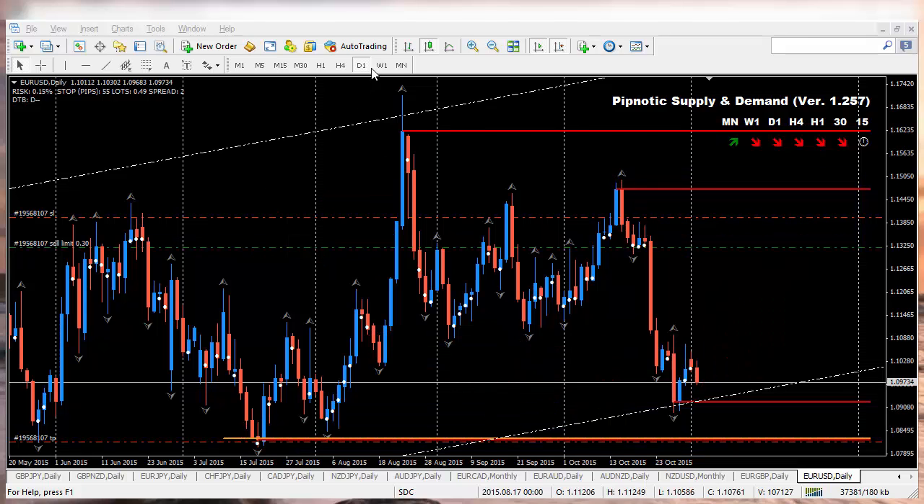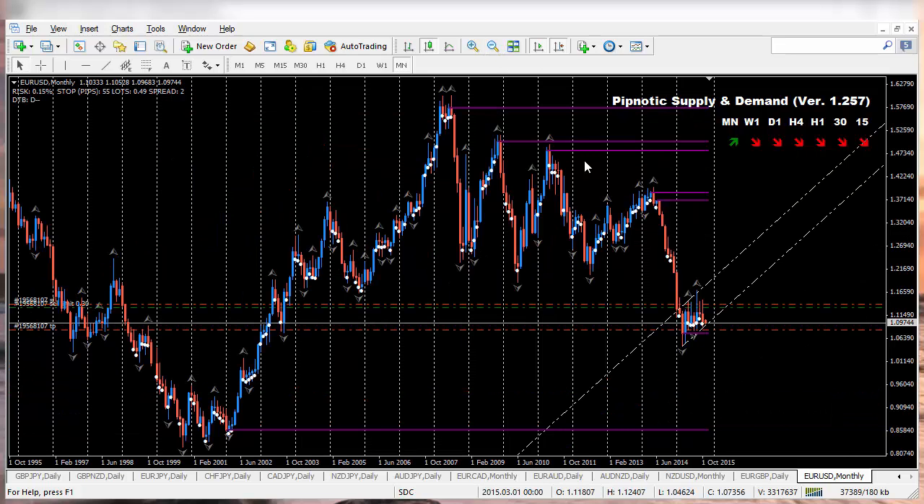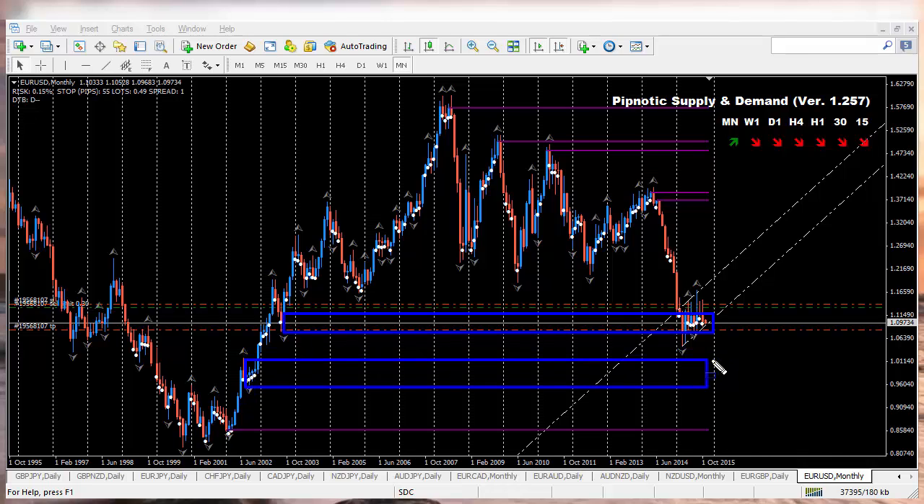So if we have a look at the big picture here, go to the monthly, you can see that price is kind of sitting in, is testing this. It has taken out this area of demand, and we have another area of demand down here, and this is an area of demand because it took out this area of supply. As you can see how price poked through it and went up again. So this one has been taken out.